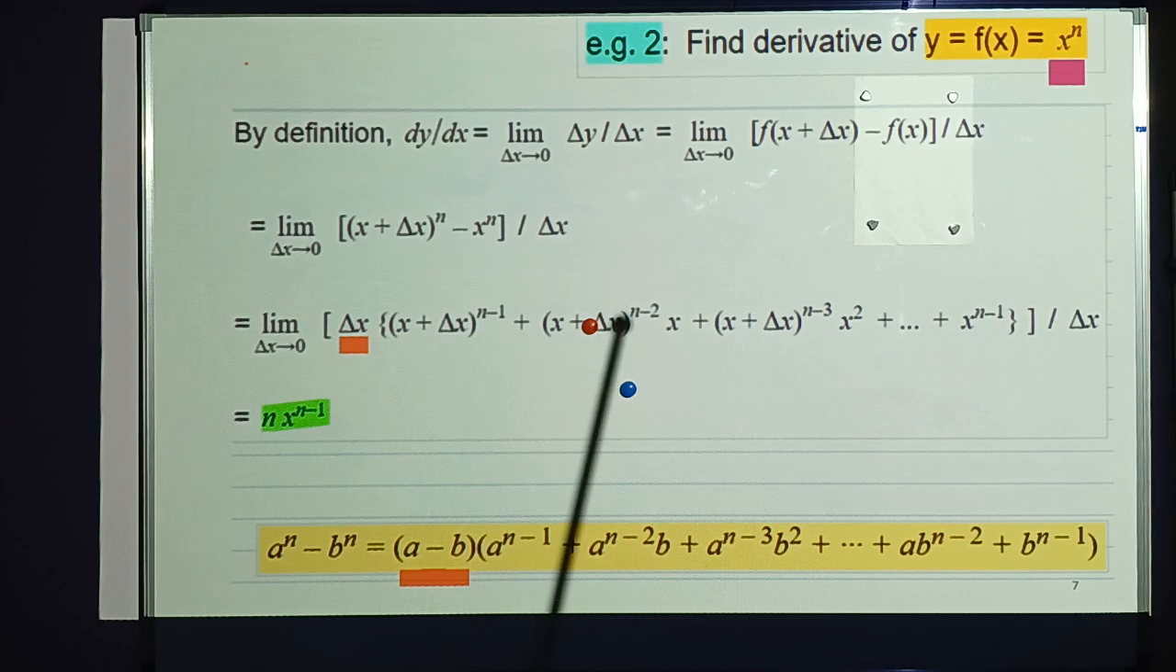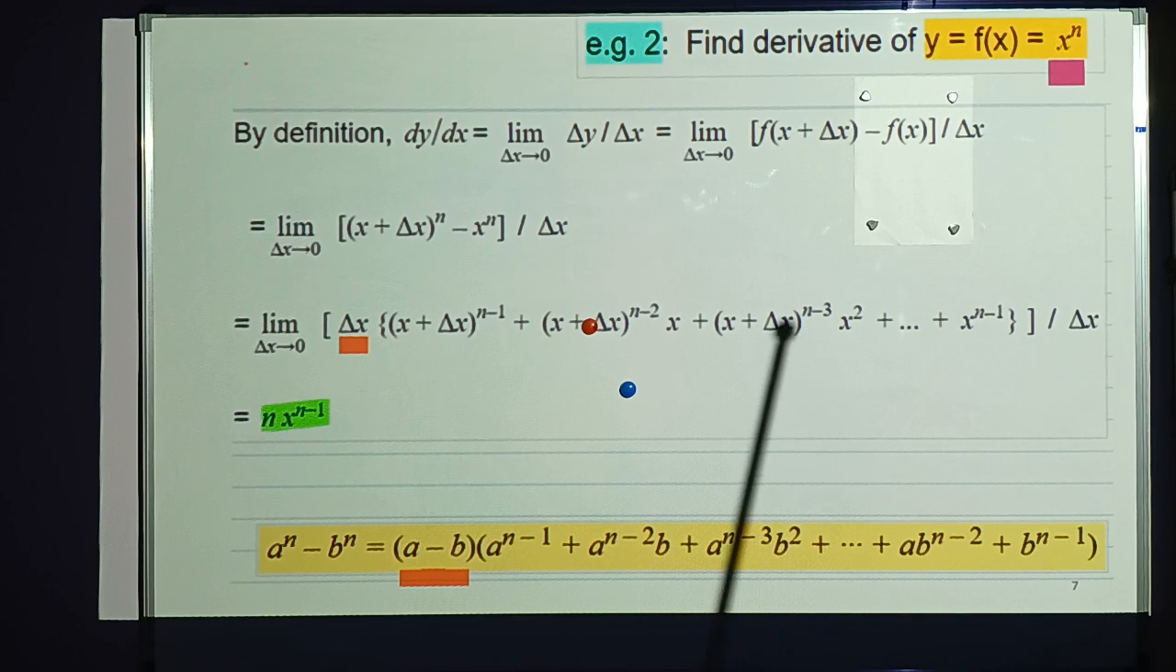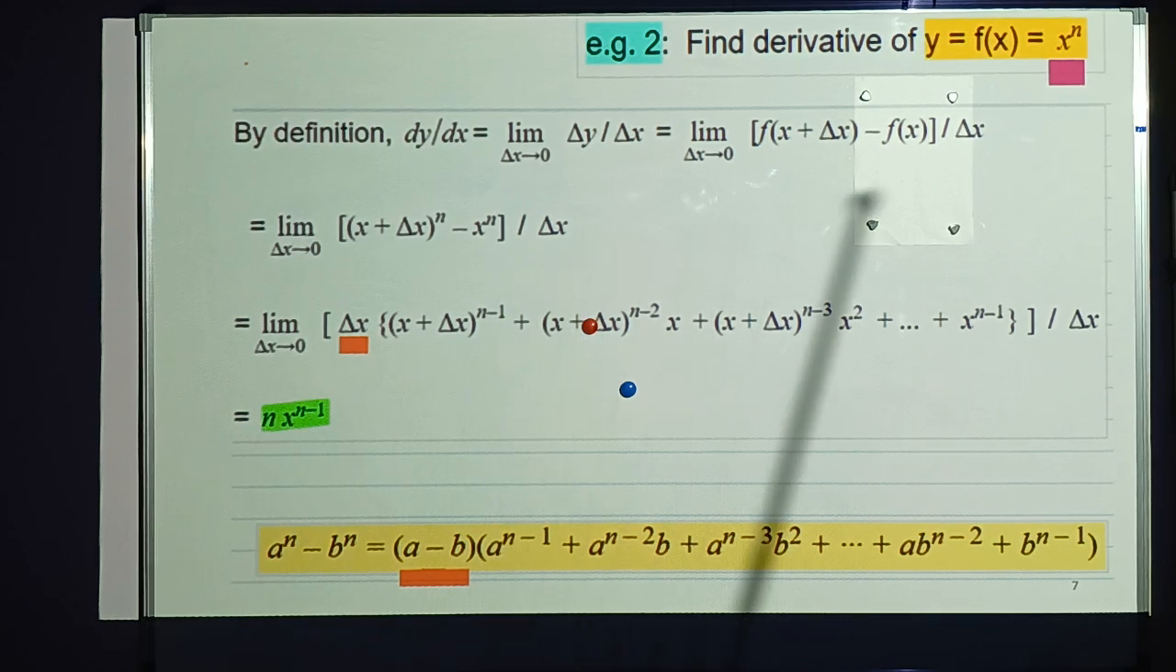Here we will get x to the n minus 2 into x. So x raised to the power n minus 1. Here x raised to the power n minus 3 plus 2, so it will become n minus 1. So we'll get x to the power n minus 1, n times. So this is the result we have. Derivative of x to the power n is n times x raised to the power n minus 1. So when you differentiate, the power goes down by 1.